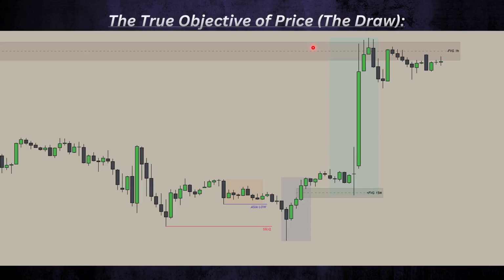So here's the logic. Price clears what it needs to clear. It rebalances along the way, and then it makes a clean push straight into the draw. This is why ICT always says, price seeks liquidity. It's intentional, it's mechanical, it's algorithmic.